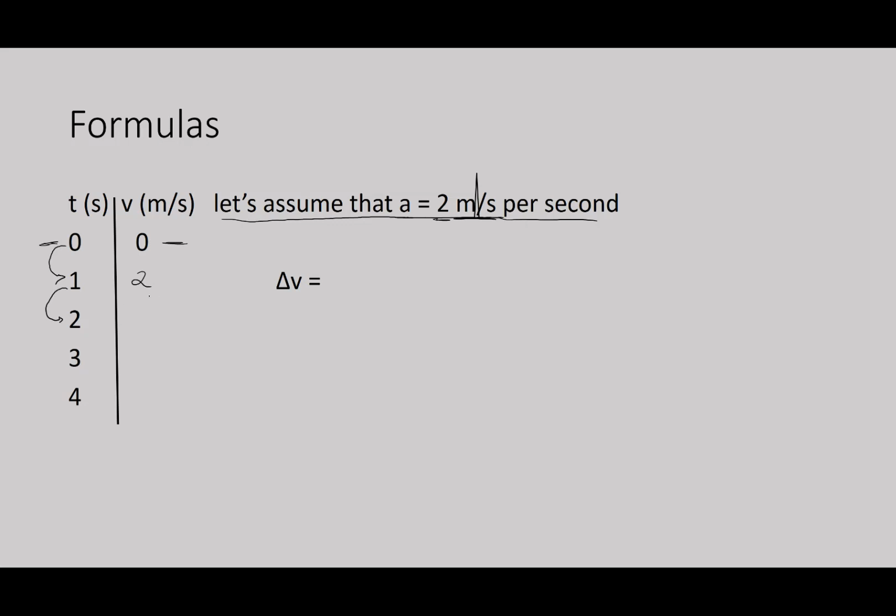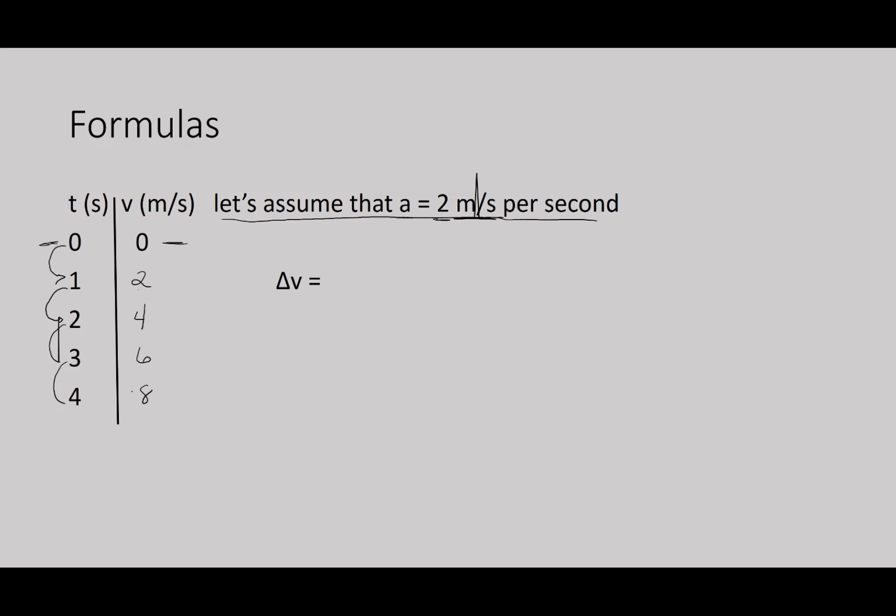Then when another second passes, I'm going to increase 2 meters per second again, so I would now be at 4 meters per second. And then when another second passes, I would increase 2 more meters per second, and then when another second passes, I would increase 2 more meters per second.